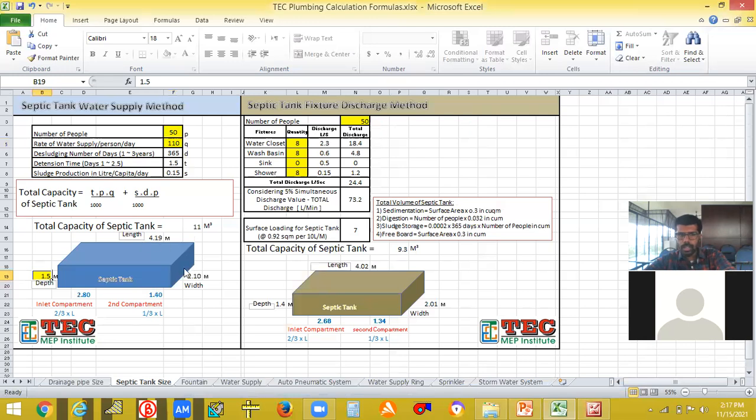It is 4 here and 2.1 here. So if you are giving 1.6, it will be 4.03 and 2.02. You can write it as 4 into 2 into 1.6.